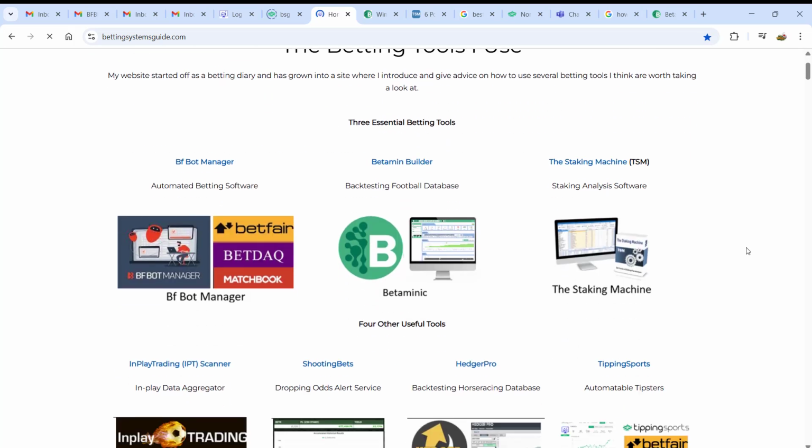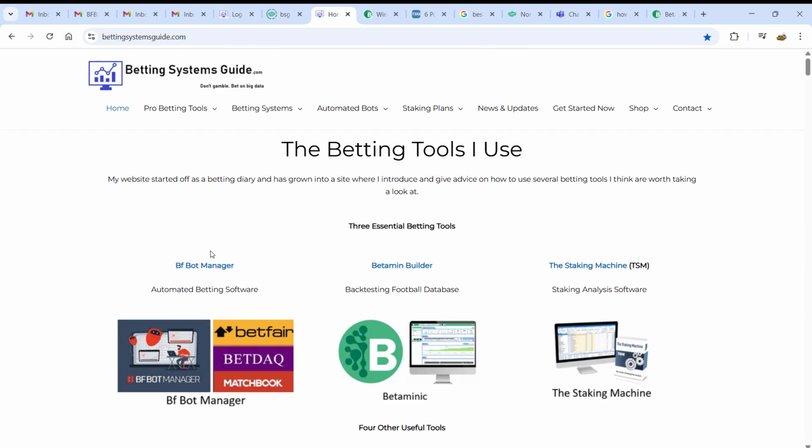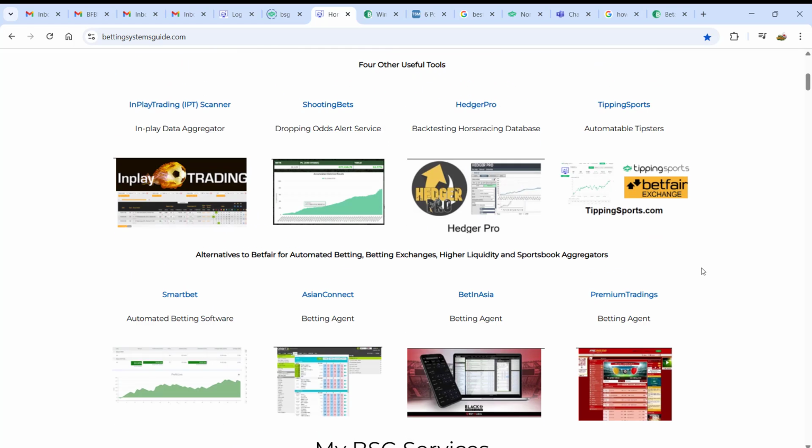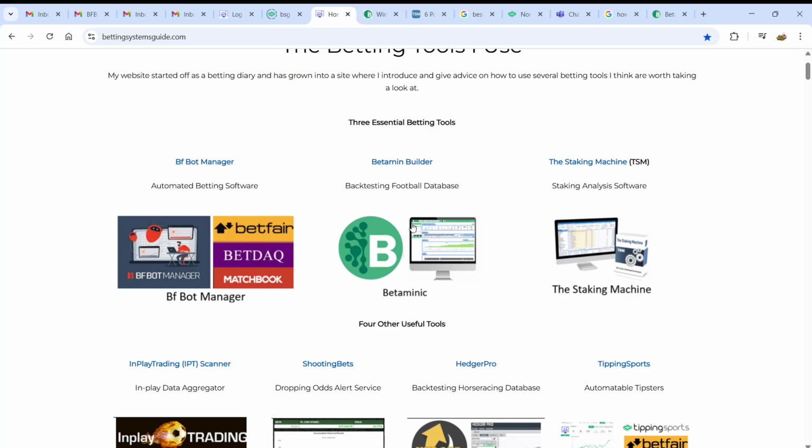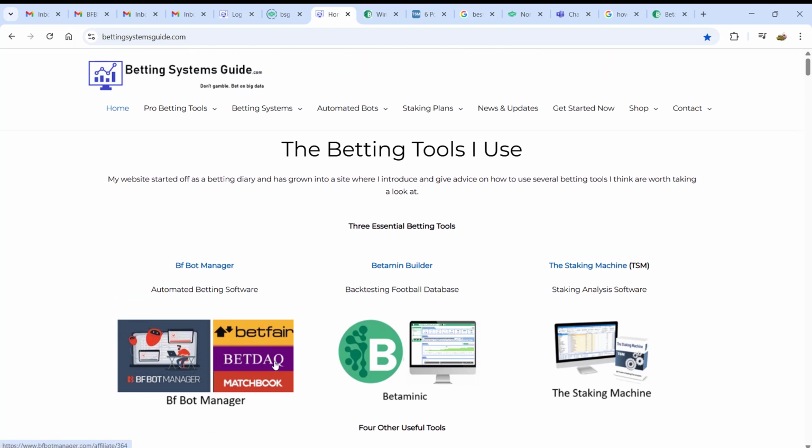And that's very much why I put the staking machine in one of my top 3 essential betting tools. I use BF Bot Manager for automated betting, and I use the Betaminic Builder to backtest and research my betting systems and have lots of data. So I go into bets with my eyes wide open, and then I test my staking with the staking machine. These are 3 really, really essential tools, I think, in betting. There are lots of other tools on my website you can use as well, but these really are the top 3 that I recommend putting time into, getting used to, and learning how they work.